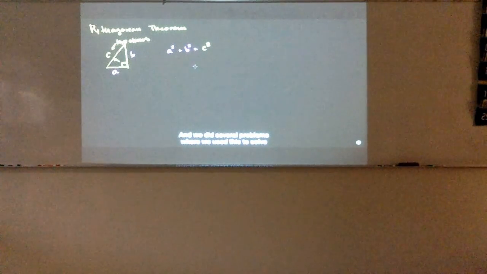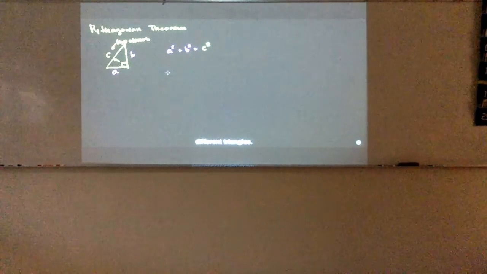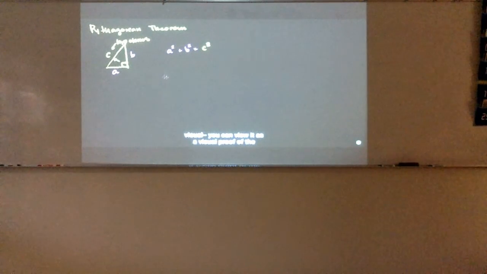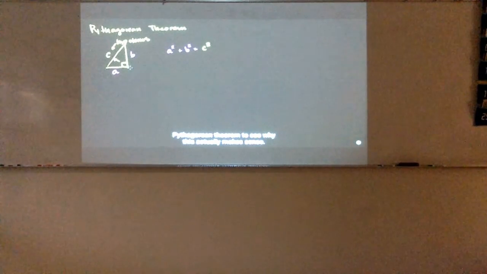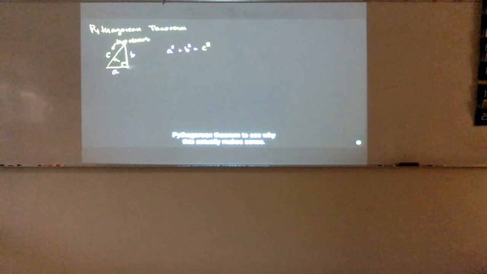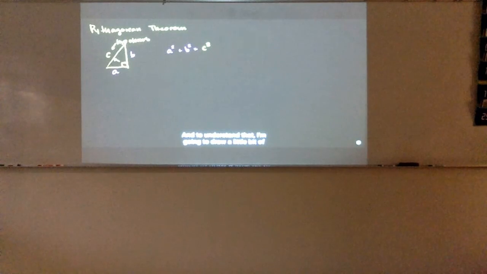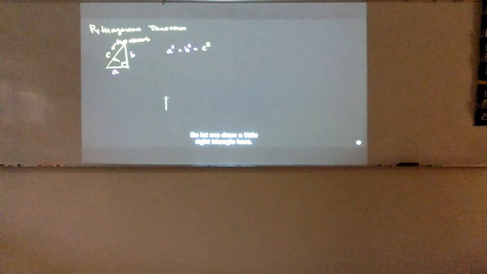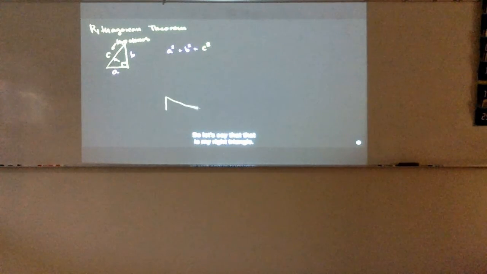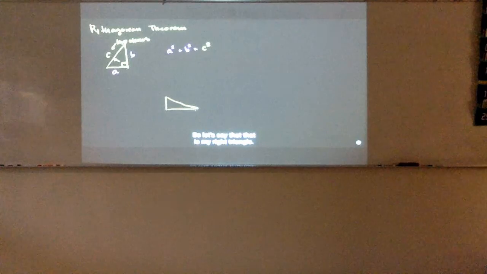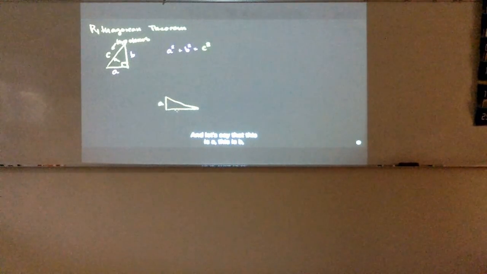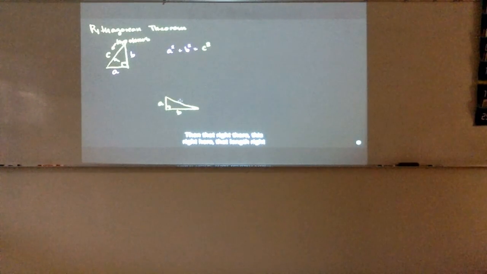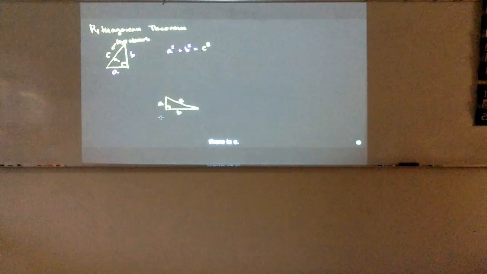We did several problems where we used it to solve different triangles. What I want to show you in this video is a visual proof of the Pythagorean theorem, to see why this actually makes sense. To understand that, I'm going to draw a little bit of a diagram. Let's draw a little right triangle here. Let's say that this is A, this is B, that is my right angle, and that length right there is C.